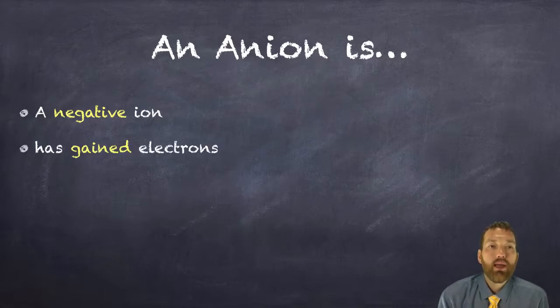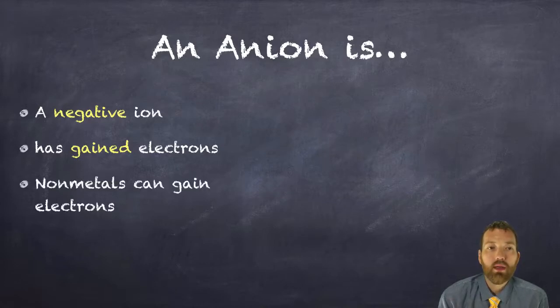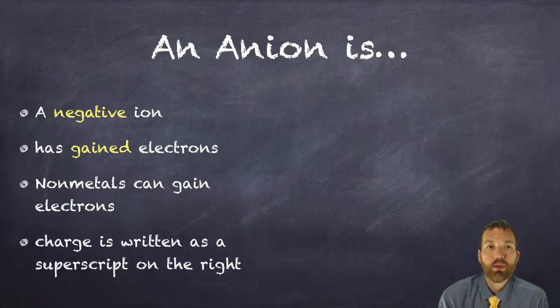So an anion has gained electrons. Remember, electrons are negative. So if you gain negative electrons, you become a negative ion. And nonmetals are the types of elements that become anions. They gain those electrons because remember they have that strong electronegativity. So when you write an anion, you write the charge as a superscript in the upper right hand side of the element.